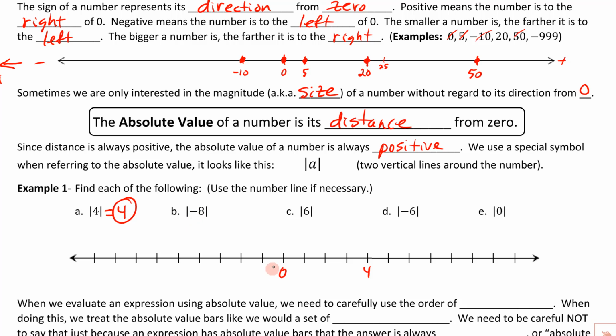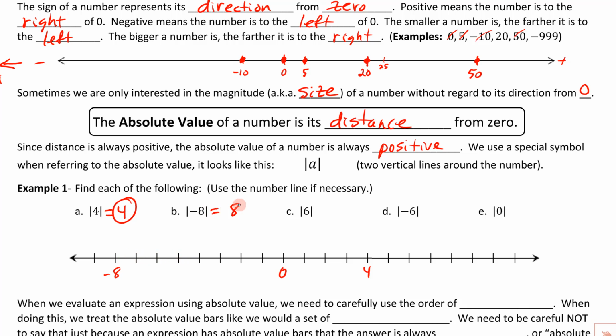Well, negative 8 would be down here. So let's see. There's negative 1, negative 2, 3, 4, 5, 6, 7, 8. So negative 8 would be right here. And then we're asking, well, how far is that from 0? Well, again, count the spaces. 1, 2, 3, 4, 5, 6, 7, 8.